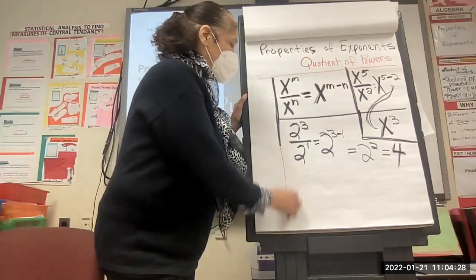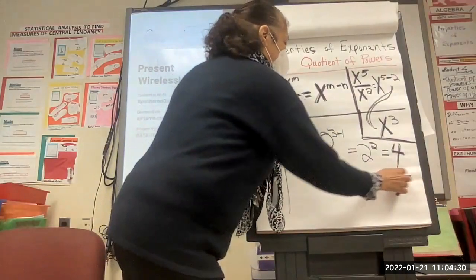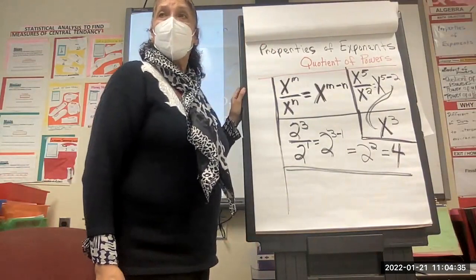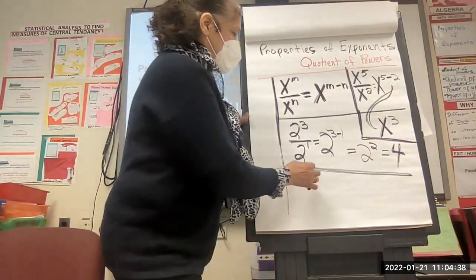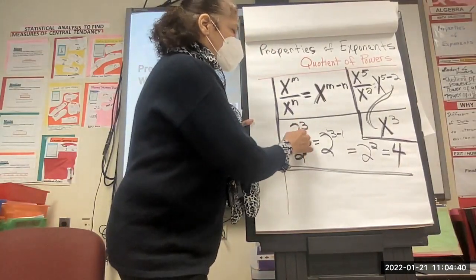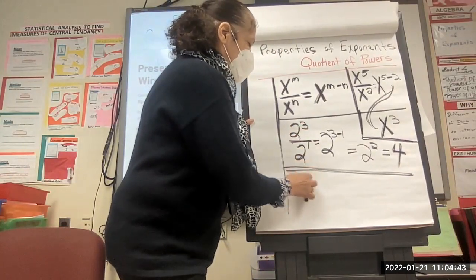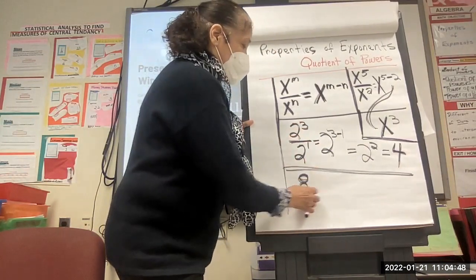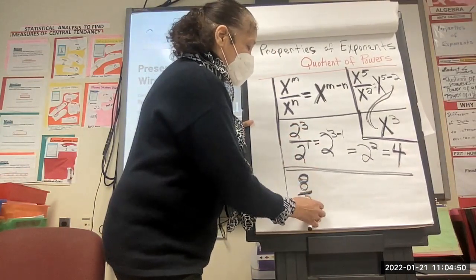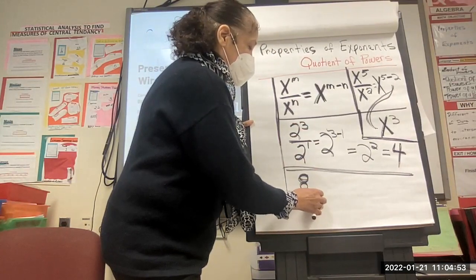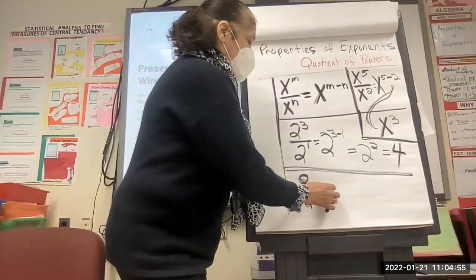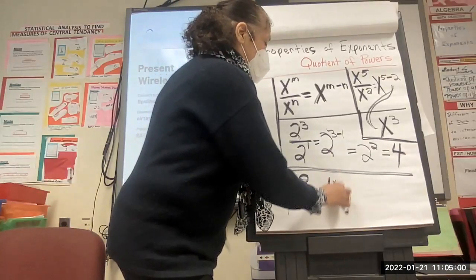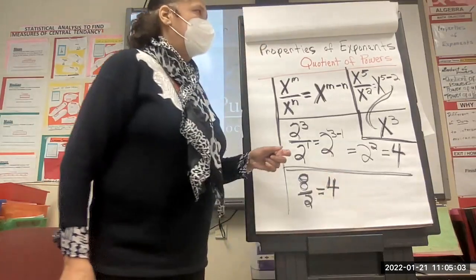Now let's prove that that is correct. The way that I can prove it to you is that instead of doing it out as the powers, you can say 2 to the third power is equal to 8, because 2 times 2 times 2 is 8. And on the bottom, 2 to the first power is 2, because any number to the first power is simply the number. And 8 divided by 2 is equal to 4. So you can see that this property really does work.